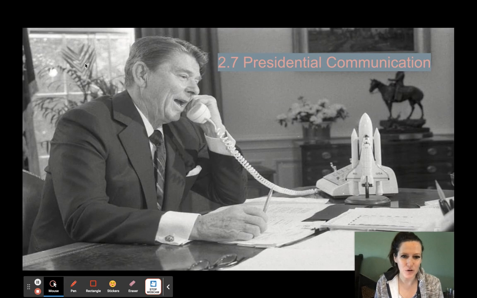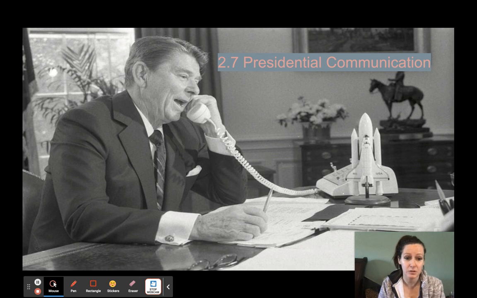Okay, everyone, as promised, here is 2.7, which is all about presidential communication. And this is how the president uses communication to communicate with both the branches of government and the public as a whole. And it's important to keep in mind that as communication technology has changed over time, the way they use those tools to set their agenda has changed over time.